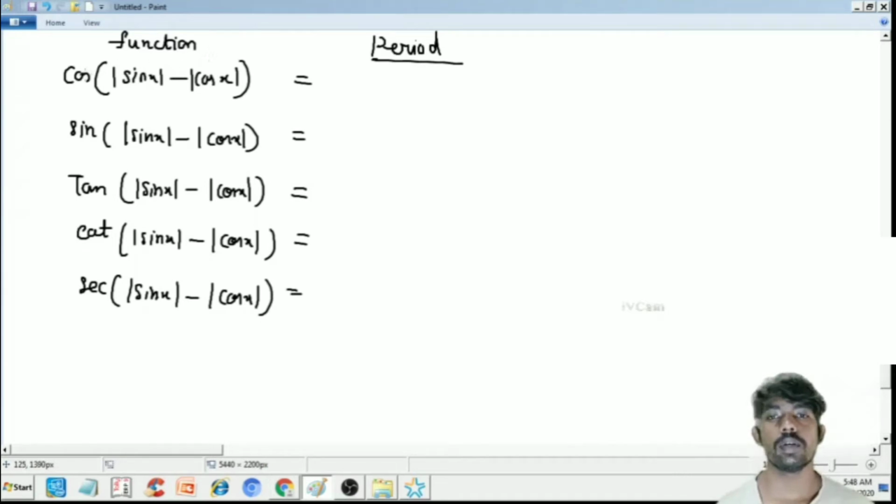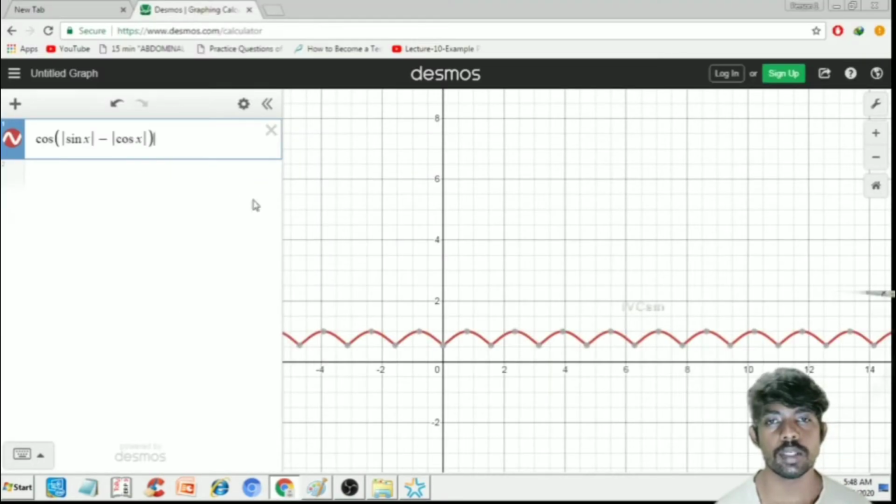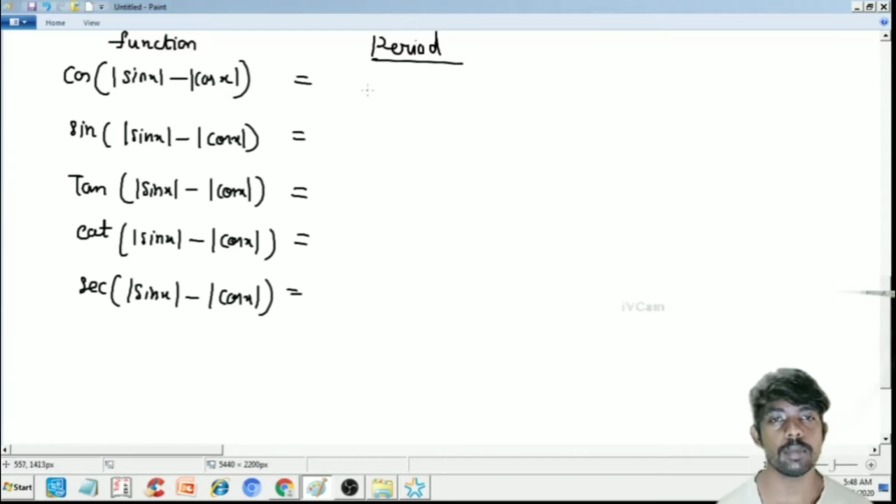Here we have the function cos of mod of sin x minus mod of cos x. What is the period? Let me show you. The period is pi by 2. So I am writing here pi by 2 for cos of mod of sin x minus mod of cos x.